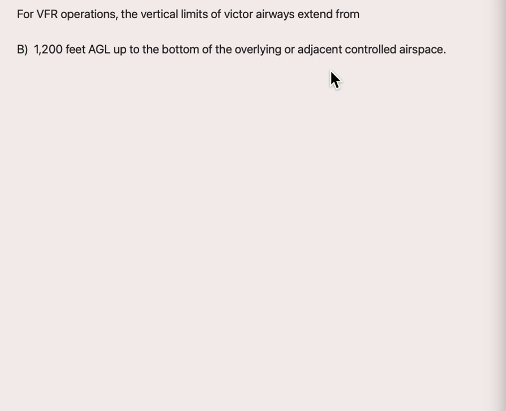The VOR and LF, which is the non-directional radio beacon, airway system consists of airways designated from 1,200 feet above the surface, or in some instances higher, up to but not including 18,000 feet. These airways are depicted on an IFR en route low altitude chart. Note, the altitude limits of a Victor airway should not be exceeded except to effect transition within or between route structures. Alright, we go to the next one.